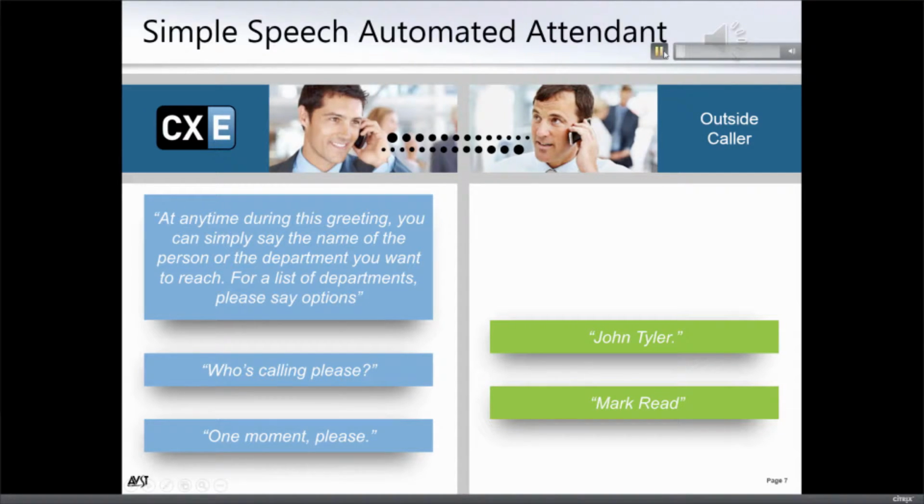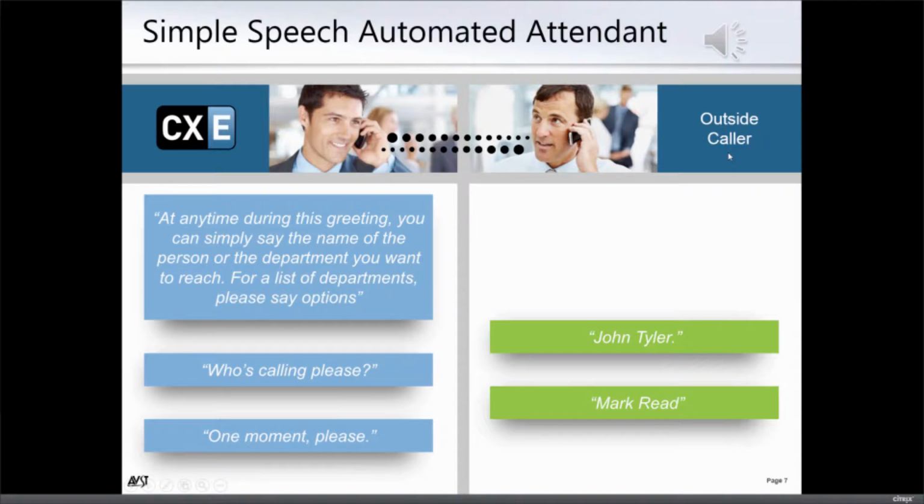At any time during this greeting, you can simply say the name of the person or the department you want to reach. For a list of departments, please say options. John Tyler. Who's calling, please? Mark Reed. 1 moment, please.